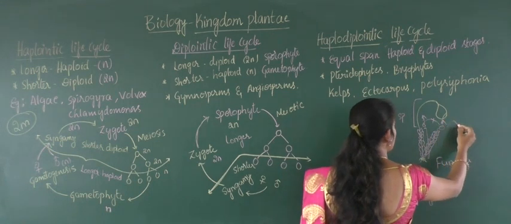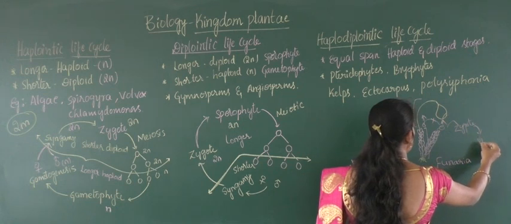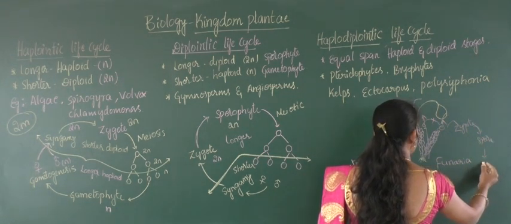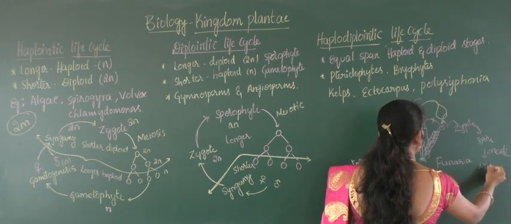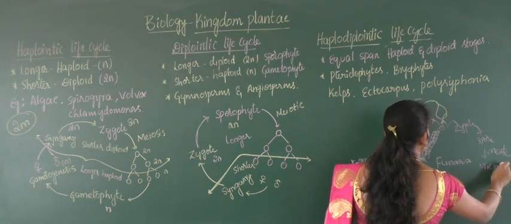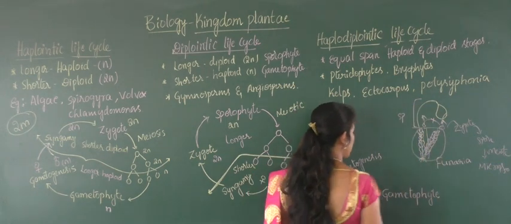Later it forms a zygote, and afterwards a spore, and by meiotic division the spores are formed. I explained it completely like this. From this it is clear that this portion will be gametophytic and this will be the sporophytic.